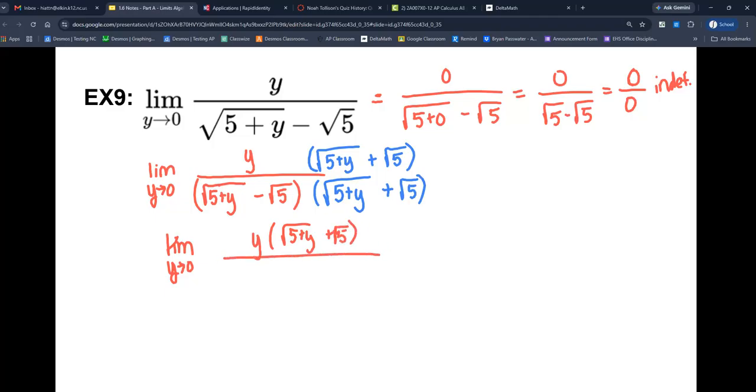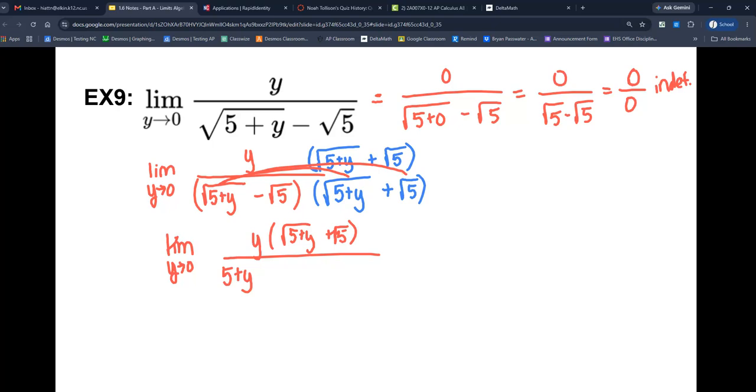On the bottom, I've got to multiply square root of 5 plus y times square root of 5 plus y. What is that going to give me, Raleigh? Okay. Michael? 5 plus y. Just 5 plus y. Whenever you multiply a root by that same root, it just gets rid of the root because it's like you're squaring it, right?